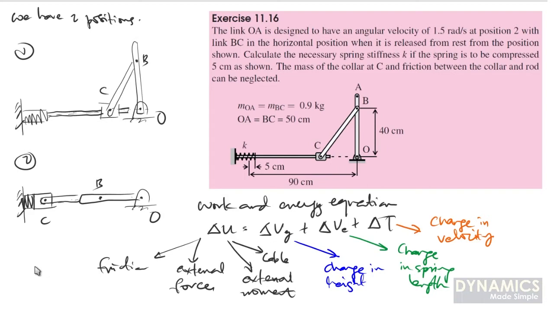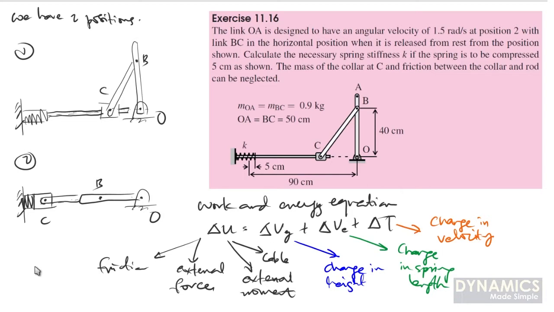We were asked to calculate the stiffness of the spring if it will be compressed by 5 centimeter as shown. The mass of the collar and friction can be ignored. So our work energy equation is just delta U equals delta Vg plus delta Ve plus delta T.